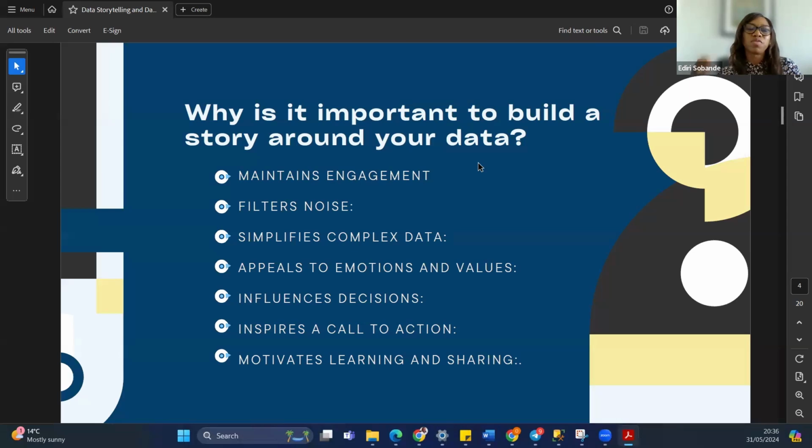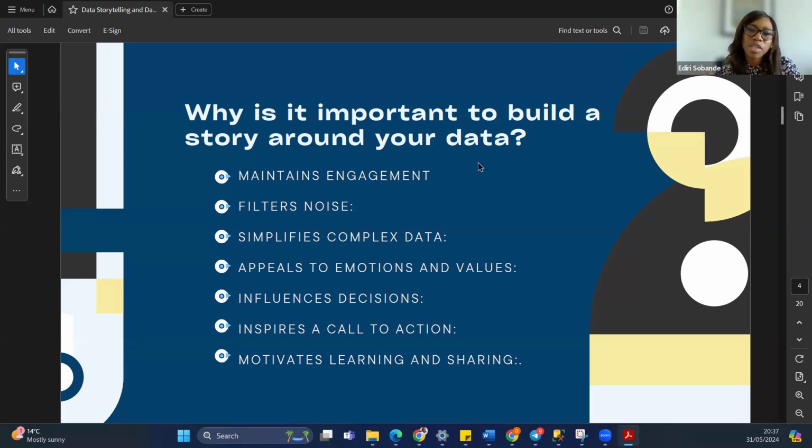The third thing, which is very important, is that it helps to simplify complex data. Like I said before, when some people see a lot of numbers, a lot of data, they get confused. They don't even know where to start from. So you, as the data professional, know what is important. You use your storytelling to simplify complex data. Simplify it and make it relatable, easy to comprehend, easy to understand, so that your users can make informed decisions.